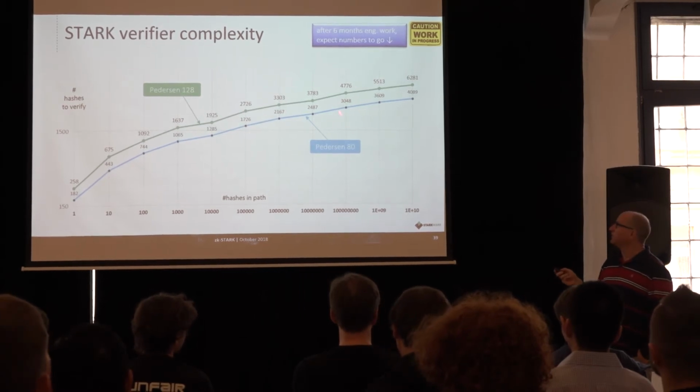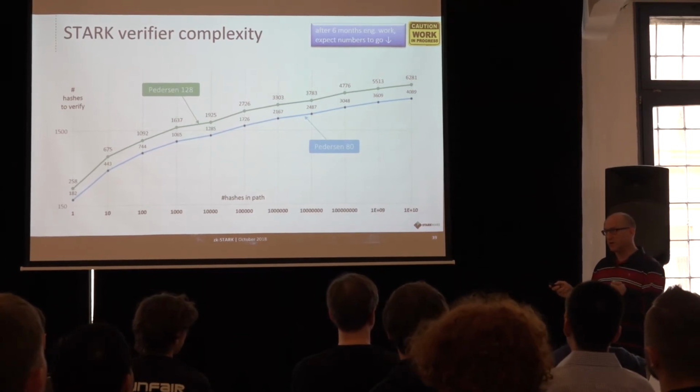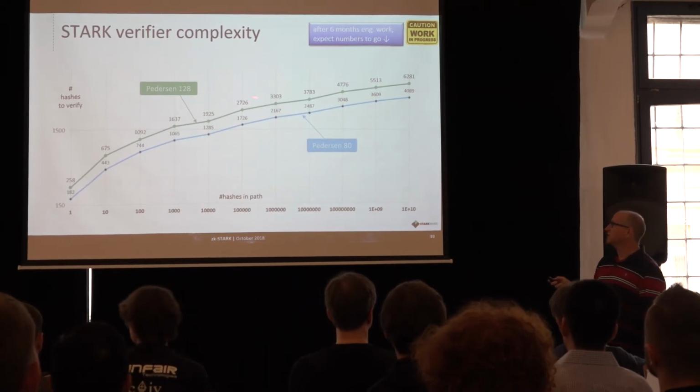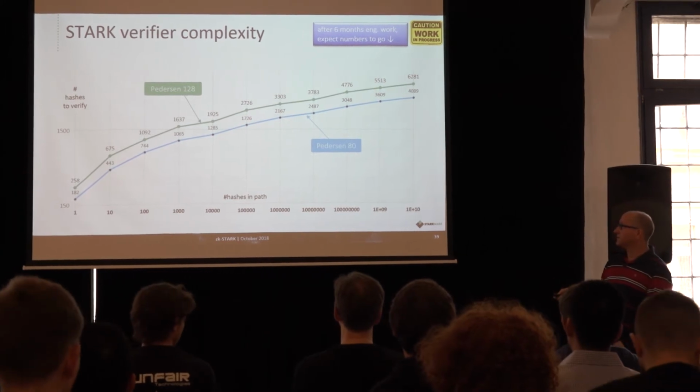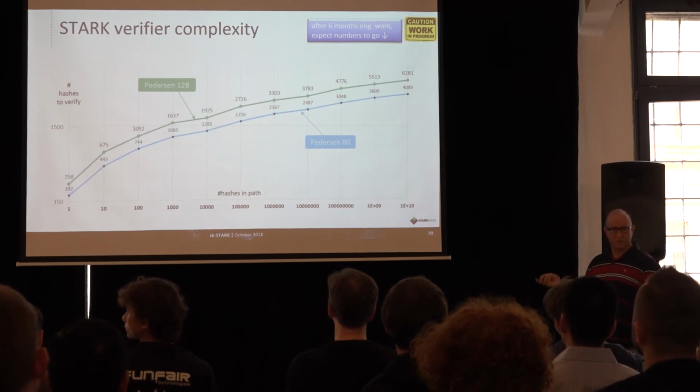They're also useful if you think about things like recursive application of Starks. So you would like a Stark prover to prove that she saw Stark proofs. So most of what she needs to prove is that she checked a bunch of hashes. And the numbers that you would need are dictated by this graph, which, again, will go down.